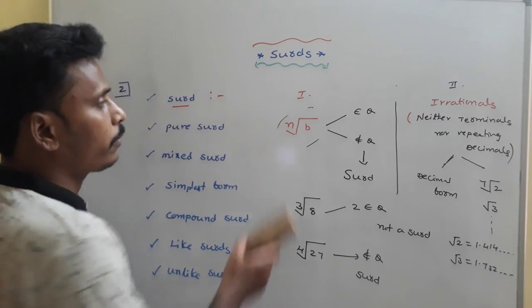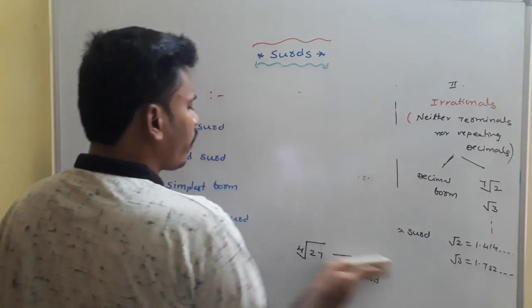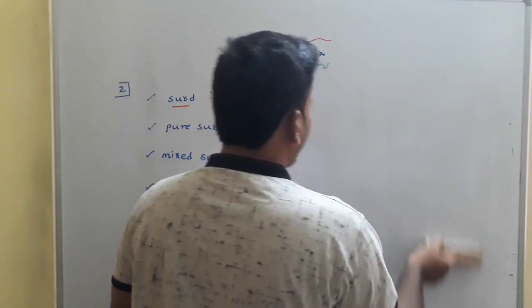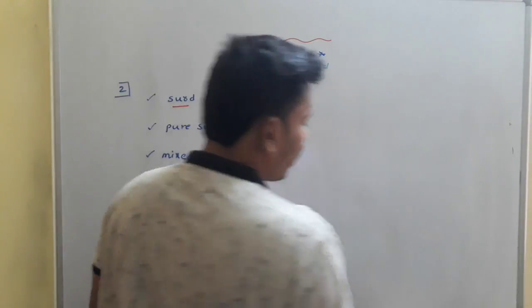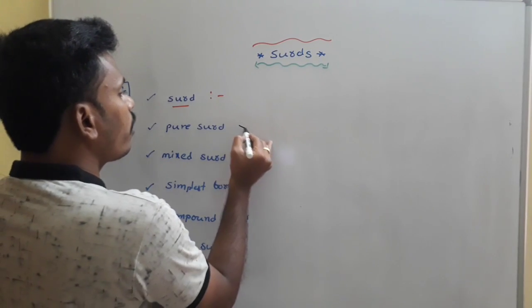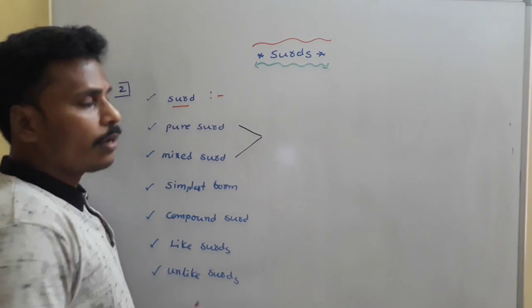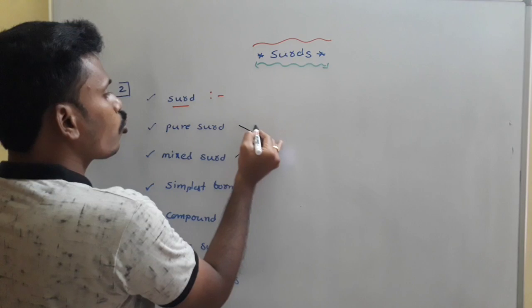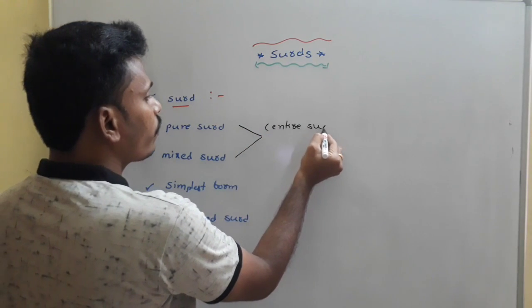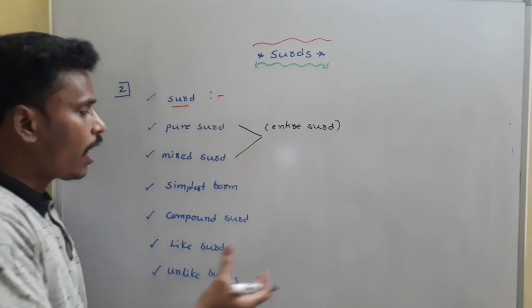So you just take different numbers and try to check whether each is rational or not. If it is not rational, consider it a surd. Coming to the concept of pure surd and mixed surd. Pure surd is also mentioned as entire surd. The word itself is mentioning that it is entire.